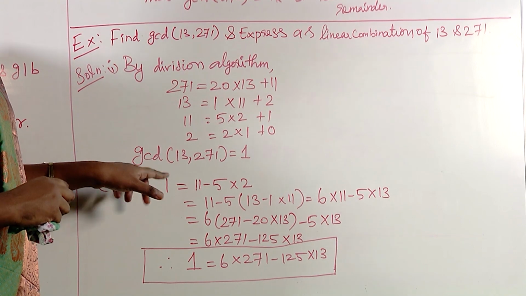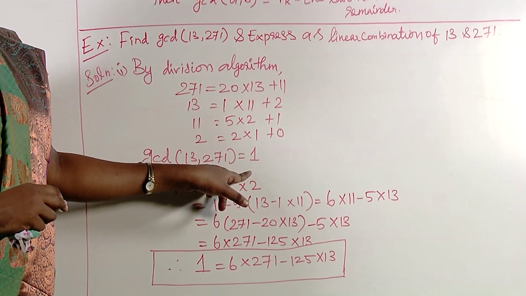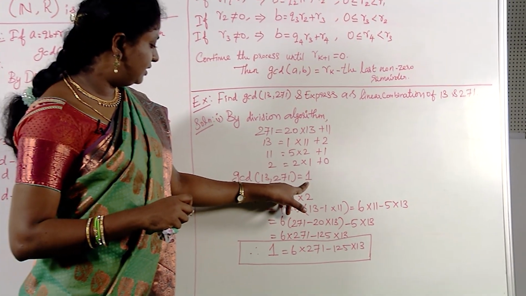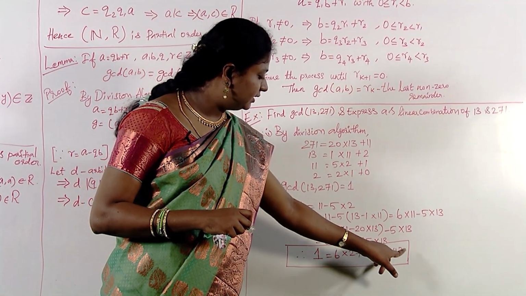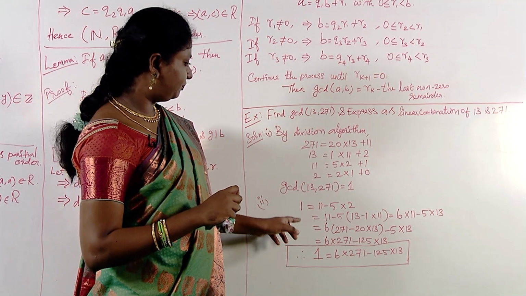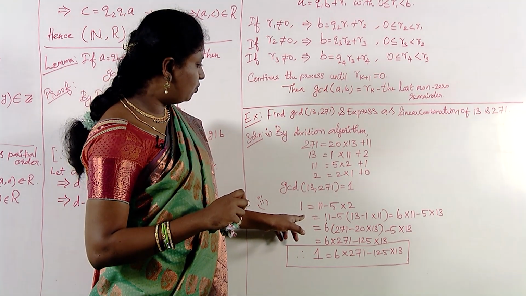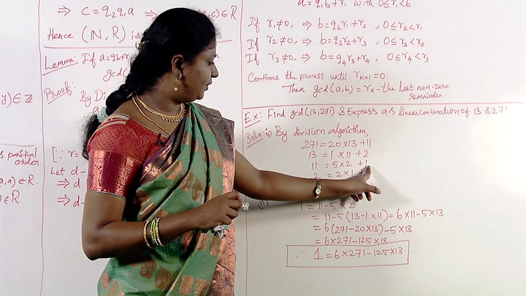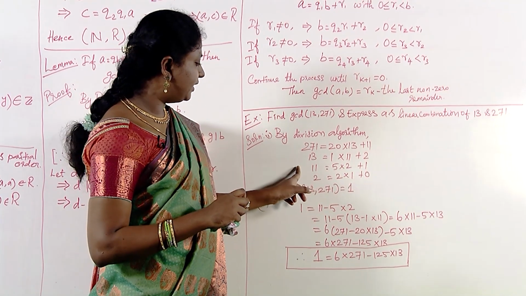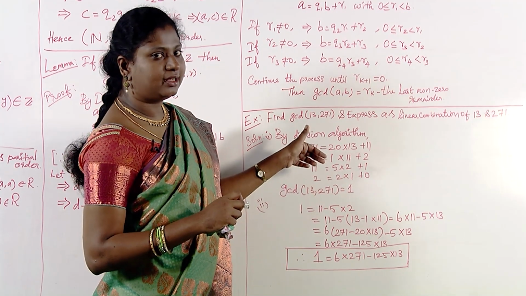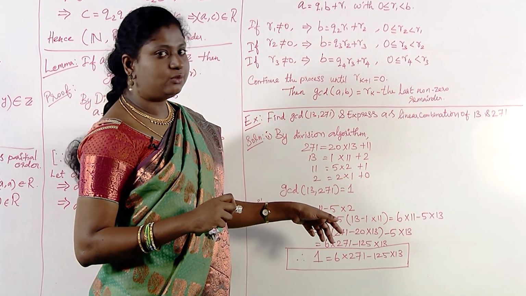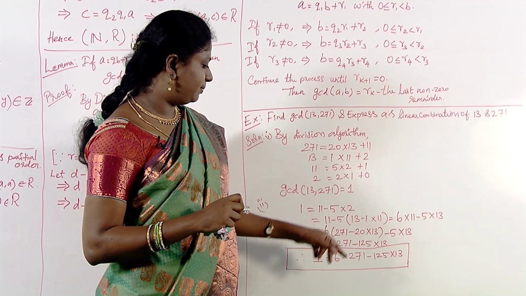Now, the GCD we have obtained is 1. This GCD we are going to write in terms of 271 and 13. How can it be done? Listen. From this step, 1 can be written as 11 minus 5 multiplied by 2. We are going to trace it back and write it in the way that we want. 11 minus 5 multiplied by 2.